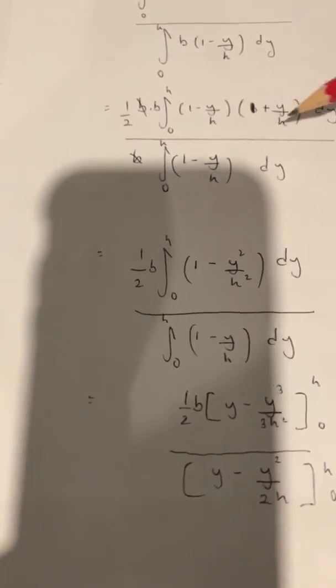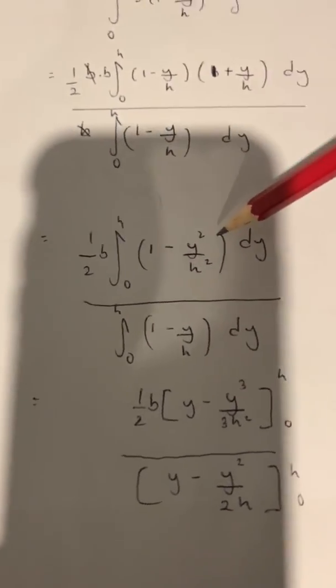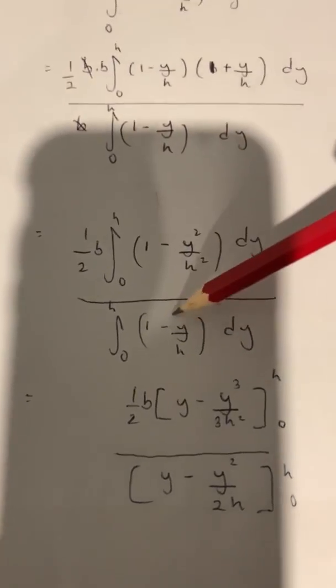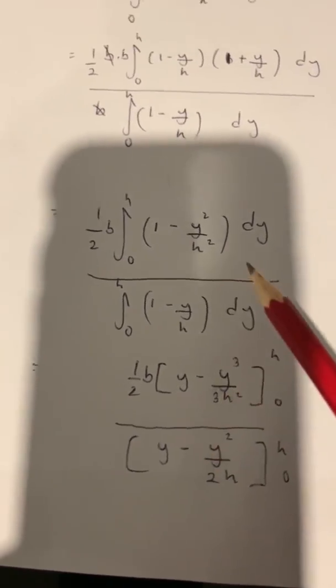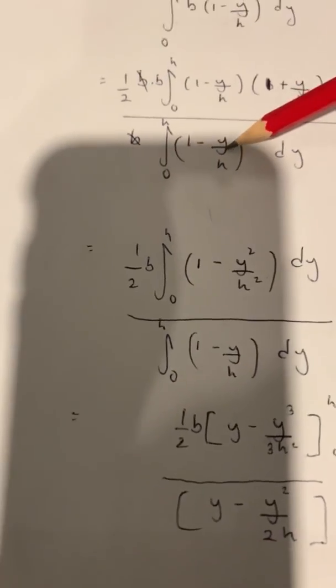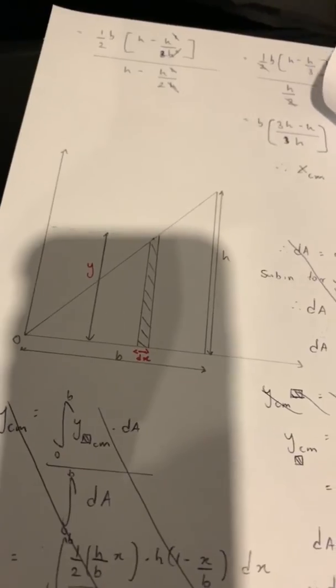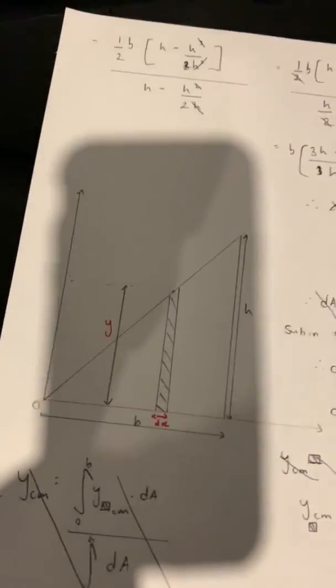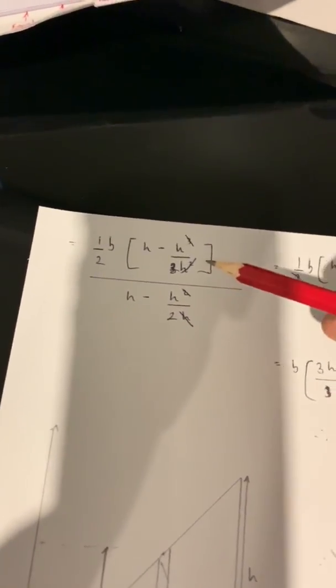This is like a difference of two squares, so you can say 1 minus y squared on h squared. When you integrate that by dy, you get 1 minus y cubed on 3h squared. And the bottom, same thing: when you integrate the bottom, you get 1 minus y squared on 2h. Then you sub in the values, and when you do, you cancel out the h's.